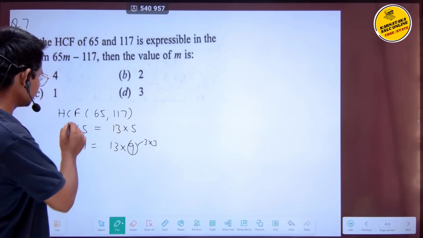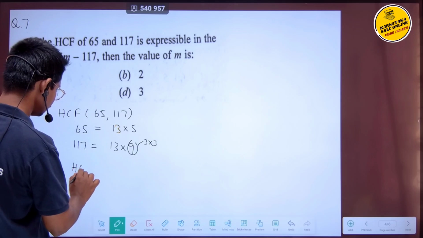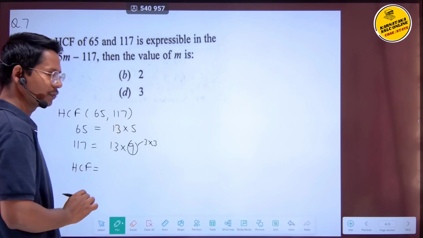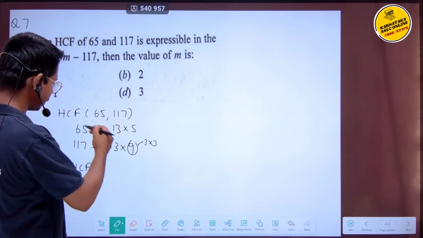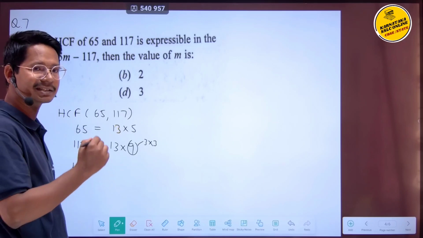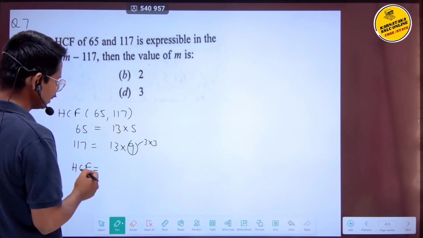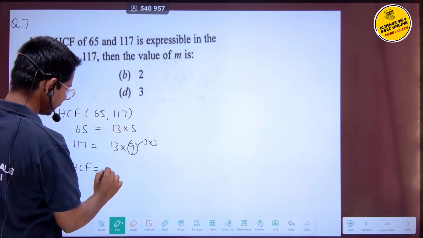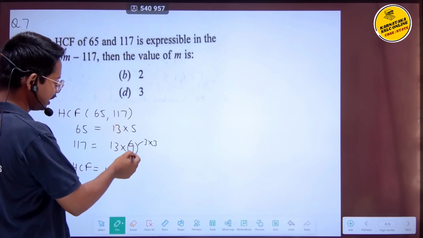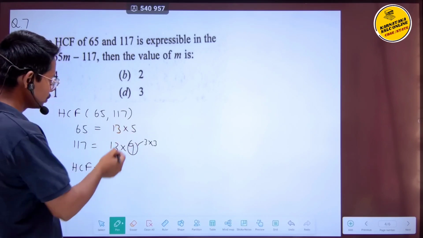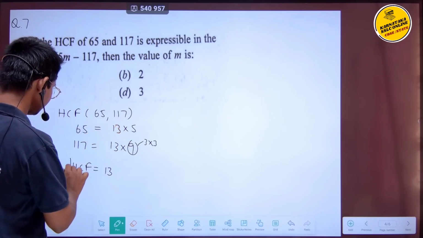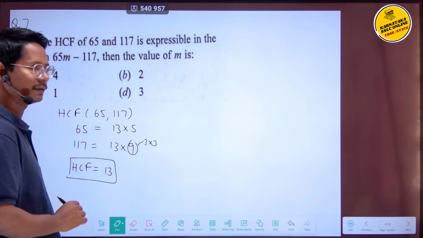Now as per the HCF definition, we need to find the common factor for both the numbers with the least degree. If you observe, the common factor is only 13. We don't have any other factor common for both the numbers, so only 13 is common. So our HCF is going to be 13.